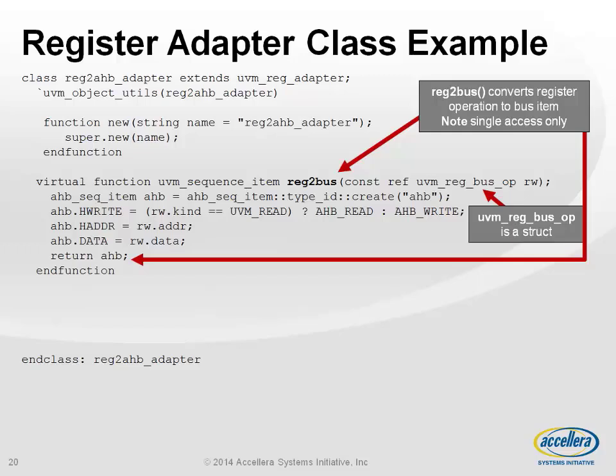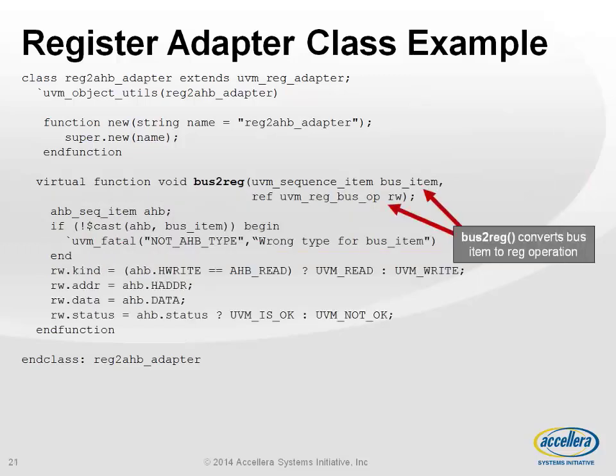On the other side, on the bus to reg, we're going from the sequence item type, the bus item, up to this reg bus op struct here. So we're going to convert from the bus back up to the transaction. We basically just do the reverse here. So we look at the sequence item, we do a cast just to make sure that it's of the appropriate type, and then we take the values and we update the value in the RW argument, which is a ref, which gets passed back out. So there's no return statement on the bus to reg call.